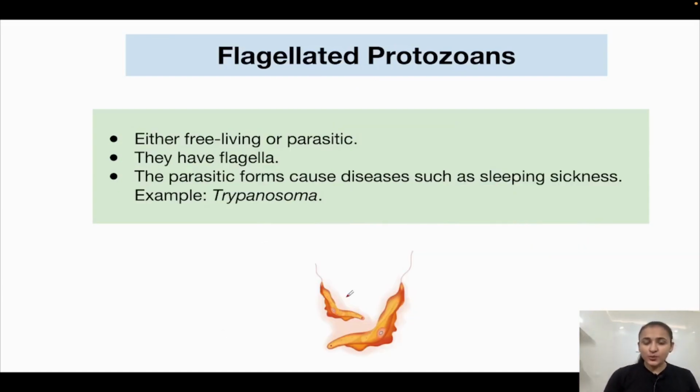Coming to flagellated protozoans, they are either free living or parasitic. They can depend on other organisms and live as parasites inside them, or they can be free living, independently existing, having their own existence. They have flagella. As the name suggests, इनके पास flagella होता है. The parasitic forms cause diseases such as sleeping sickness. जो parasitic forms होती हैं flagellated protozoans के, they can cause certain diseases. For example, sleeping sickness, which is caused by trypanosoma.